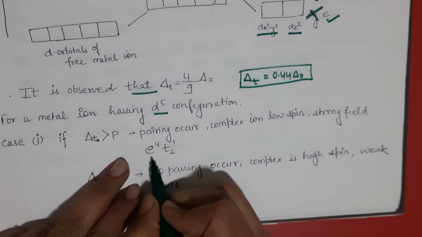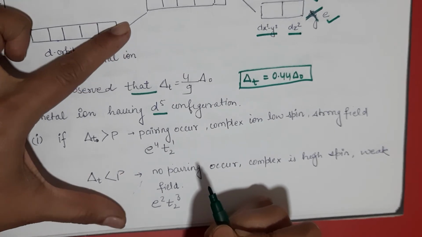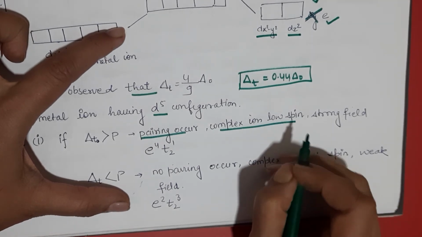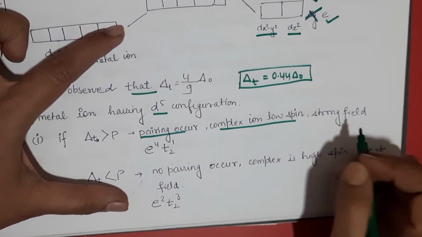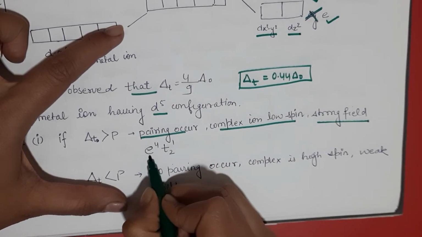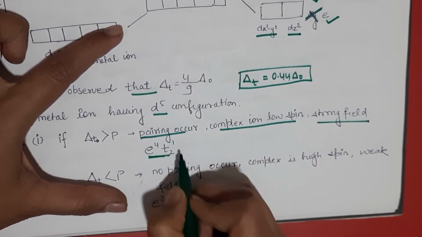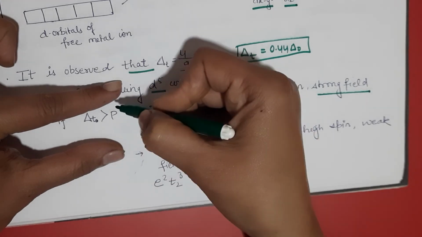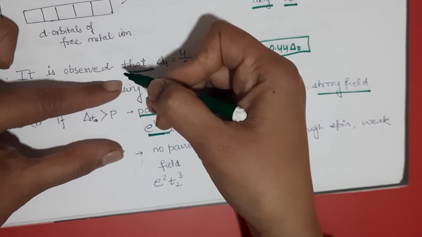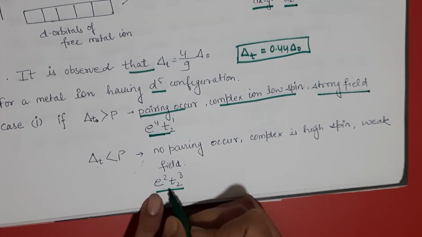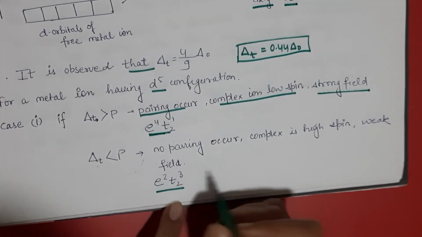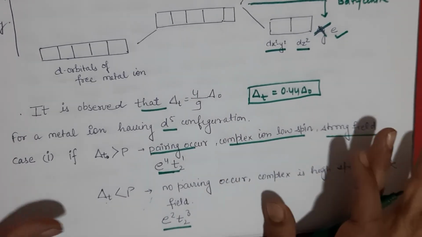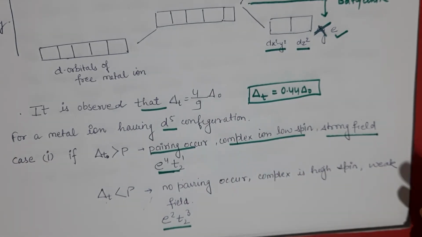Okay. So here you can see if delta T is high, there is pairing, and the complex ion is low spin. Low spin means most of the electrons are paired up and strong field. Okay, and the configuration is E4 T2 1. But if the delta T is less, the electron will jump in the higher energy orbital, and the electronic configuration will be E2 T2 3. Okay. So you should know these kind of electronic configurations. It's very easy to write the electronic configuration in this as compared to what you had already studied in class 11th.